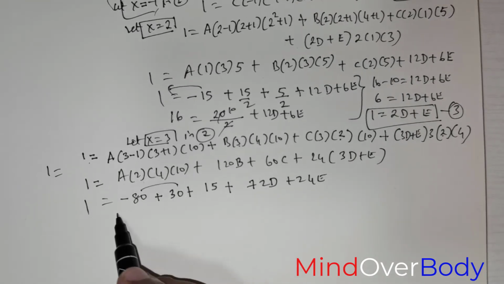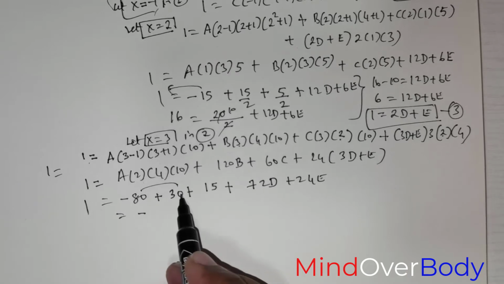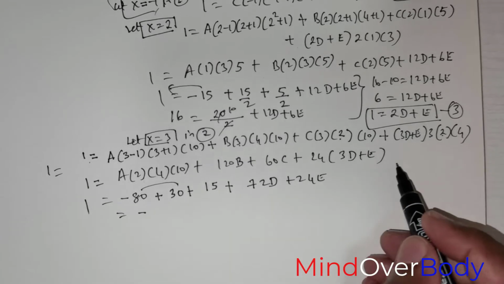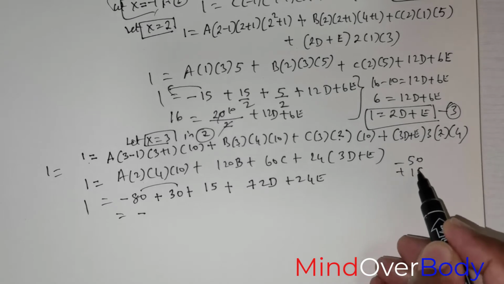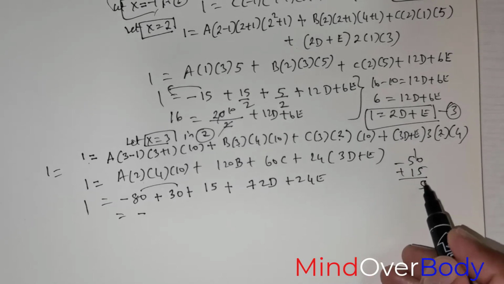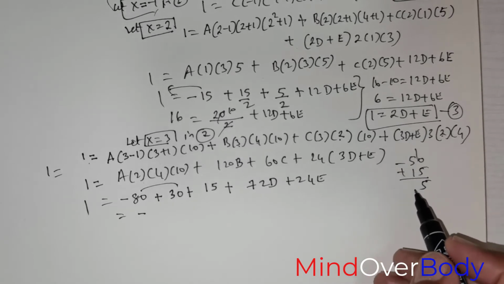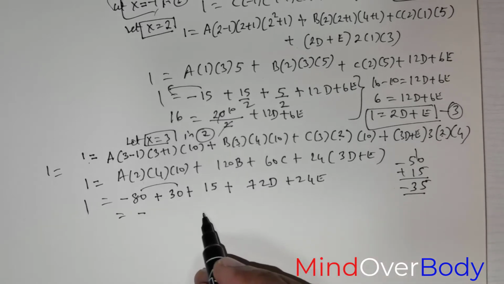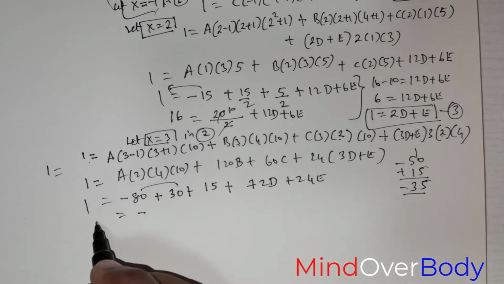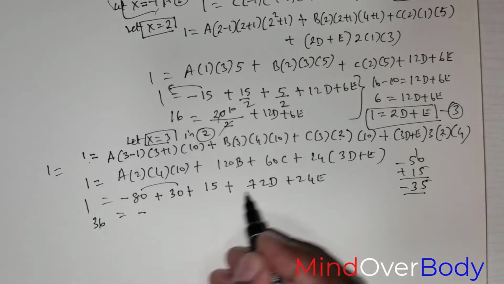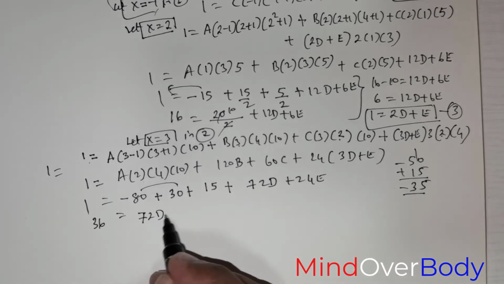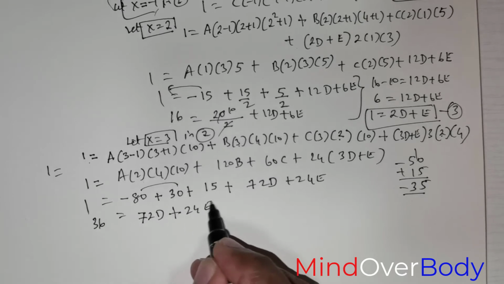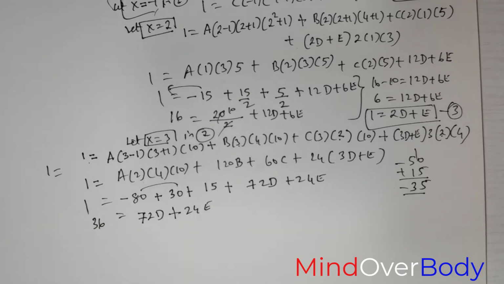Now if I were to add these two, this would give me negative 50. Negative 50 added with positive 15. So that's going to be 10. 5, 4, from 4 I take away 1, I get 3 with a negative sign. So that's going to be negative 34. I move to the other side, that's going to be 36. This is going to be 72d positive 24e. So this is what I've got.